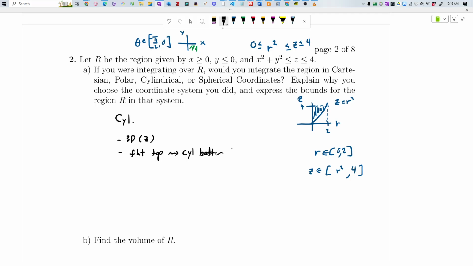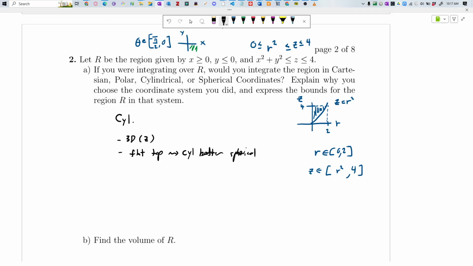Okay. I can imagine that there are some very weird problems where initially it looks like cylindrical is better, but then for whatever strange reason, spherical ends up working better. So you do have to be careful with these types of problems and try things out sometimes. But for here, I'm fairly sure that cylindrical will be better than spherical. Expressing the bounds for R in that system.